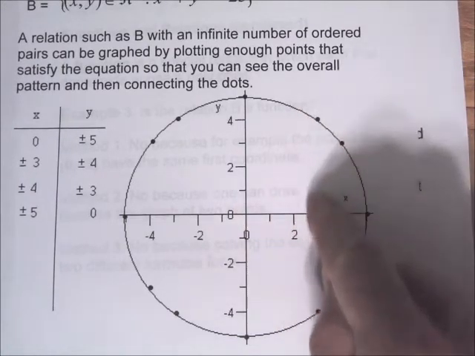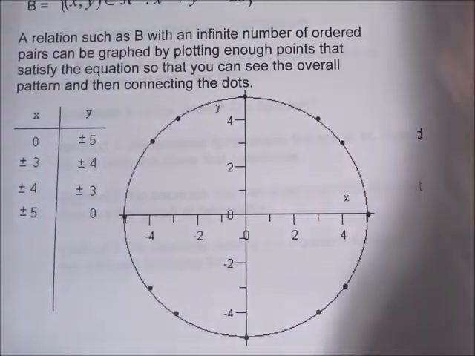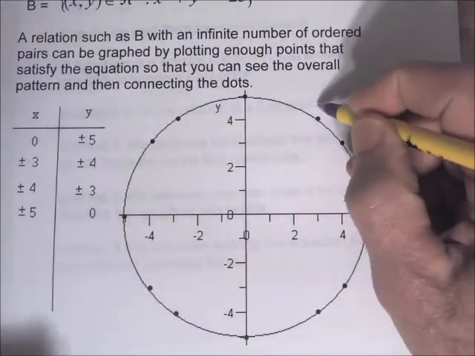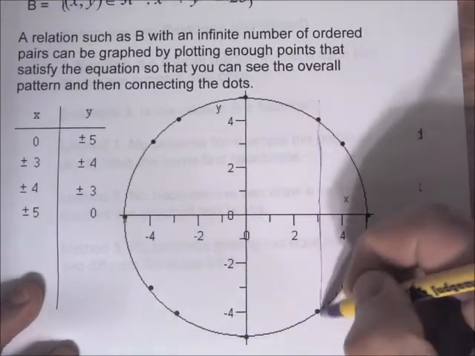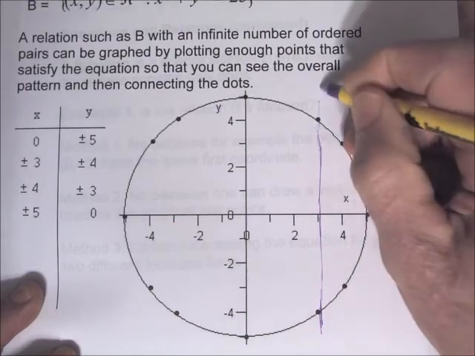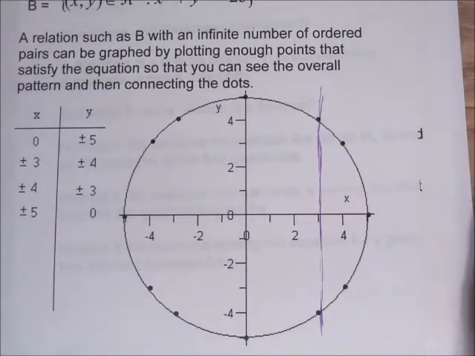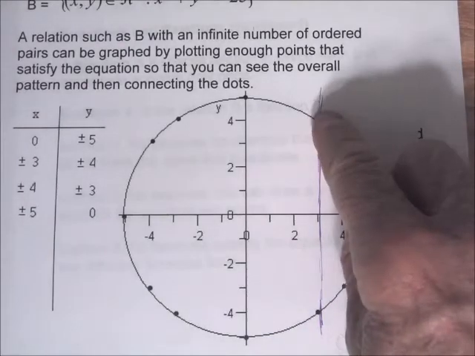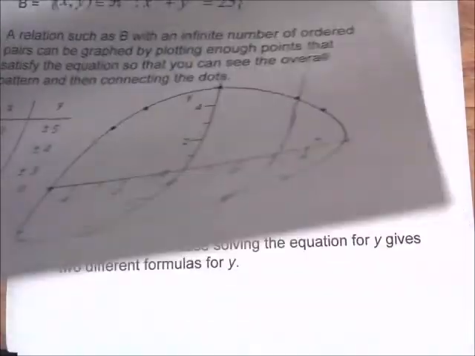There's a test called the vertical line test that you can use on a graph. There's certain places on this graph where if you draw a vertical line, the vertical line is going to cross in more than one spot. So that's called the vertical line test. So this relation fails the vertical line test because there's certain places where you draw a vertical line, it touches in more than one spot.